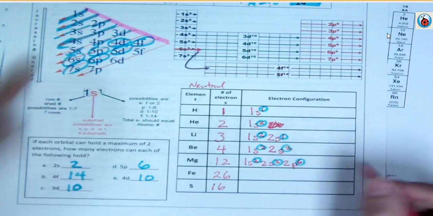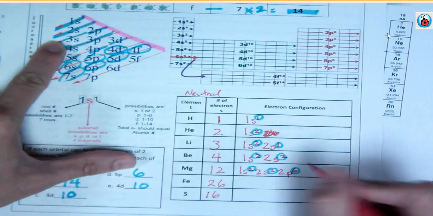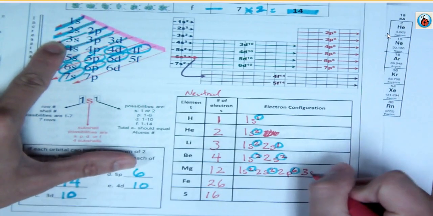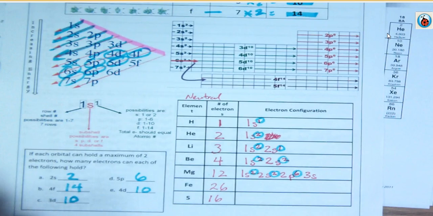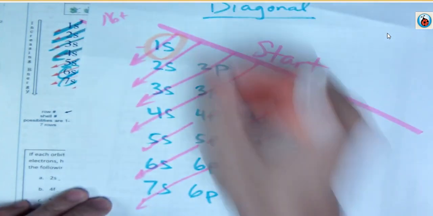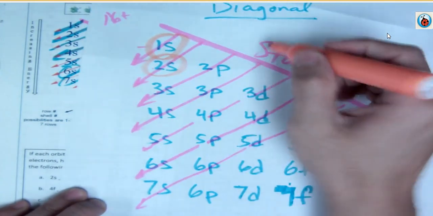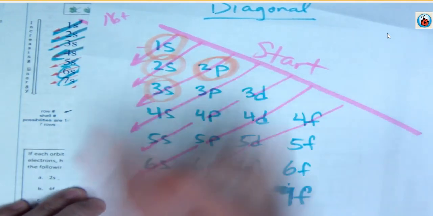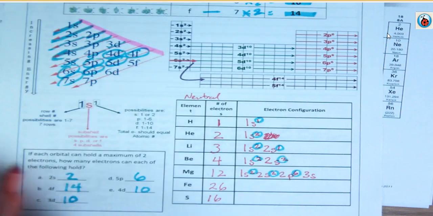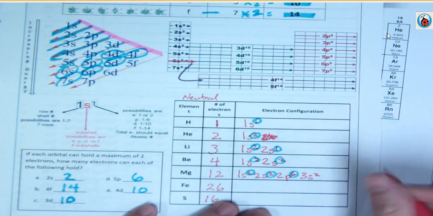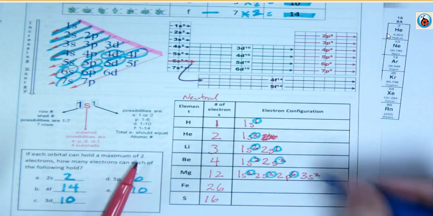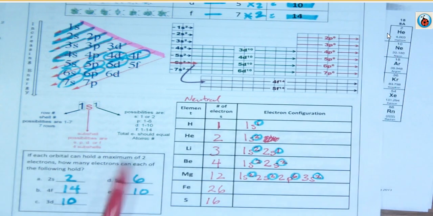So what's after 2p? Well, after 2p is 3s. Okay, follow the diagonal rule here. Again, 1s. Okay, back to the line, 2s. Back to the line, 2p first, and then 3s. Okay, and then 3s, we need 2 more, and perfectly there, that's 12 electrons for magnesium. Okay, pretty neat.